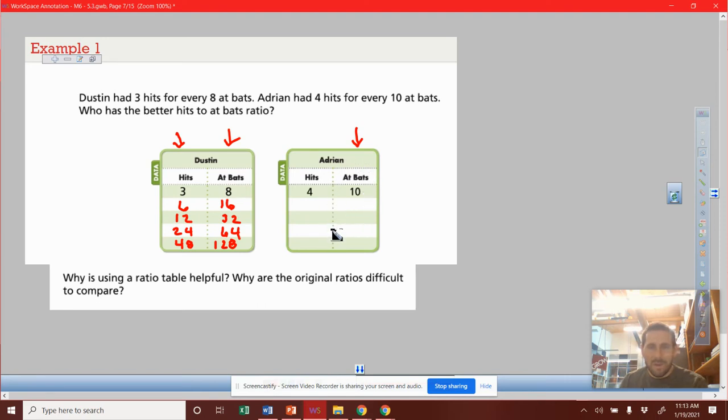So is there another way we can look at this? Well, let's expand Adrian's. If we double his, we get 8 and 20. Here we get 16 and 40. And then we'd get 32 and 80. And then we get 64 and 160. None of those work either, huh? So how can we find when they overlap each other, when they have the same amount of at-bats? What are some ideas out there?